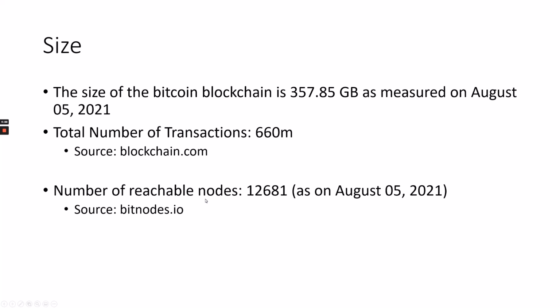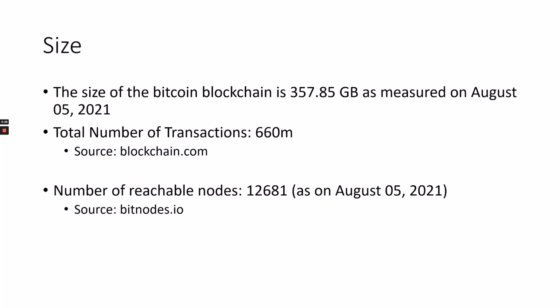As for the size of the network that we've been talking about so far, this is of course a constantly varying number. As of a specific date when this was made, this number stood at 357 gigabytes. About a decade ago, this was just 20 gigabytes. So you can sense the rate at which these things are growing. Also, if you look at the total number of transactions, it's hovering around 660 million. This information is readily available on sources like blockchain.com.